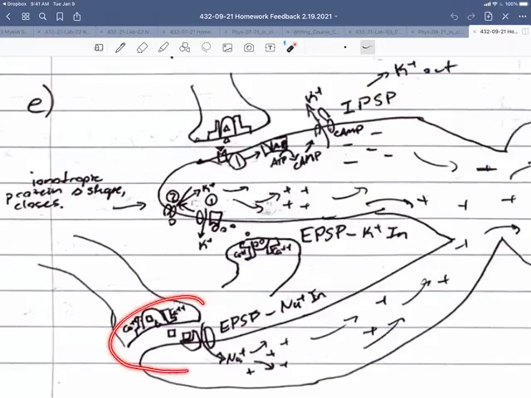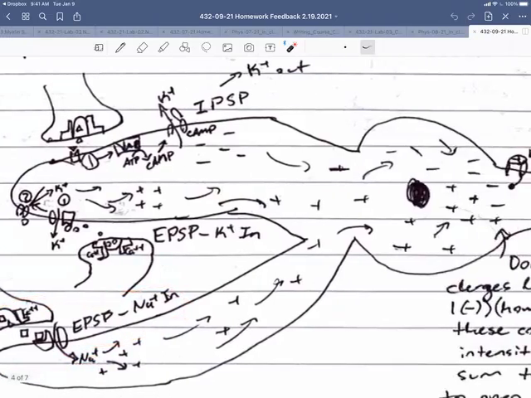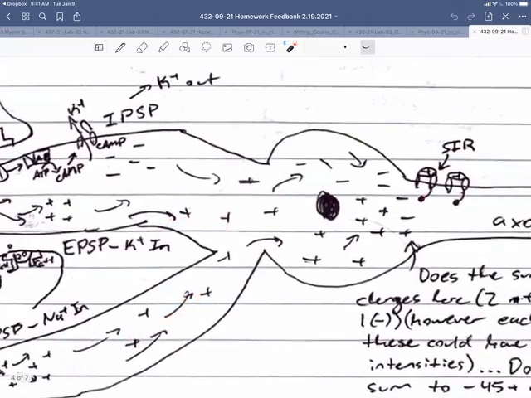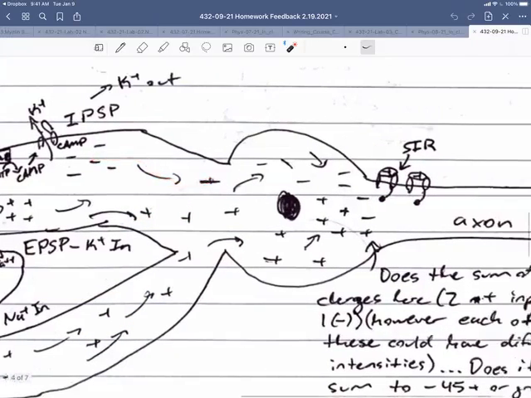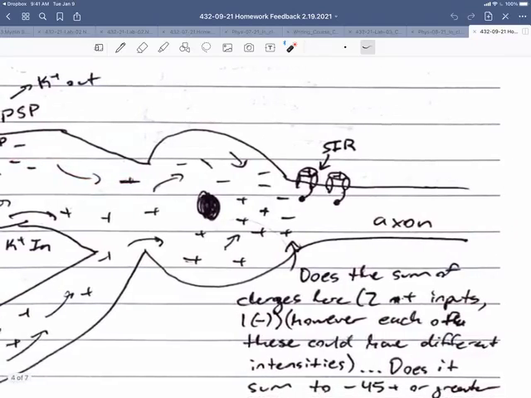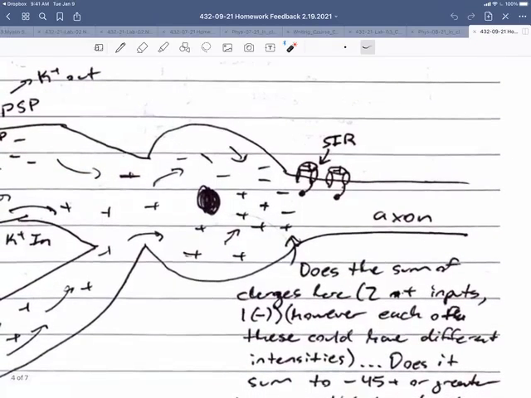And here's an excitatory synapse in which we're opening a sodium channel, and this person is showing either positive charge moving toward the axon hillock or negative charge. All of it's summing here with some dispersion, of course. And then the question is, does the sum of all the positives and negatives get us to minus 45 and a threshold or not at the spike initiating region, SIR?